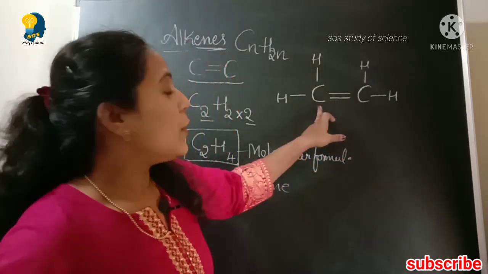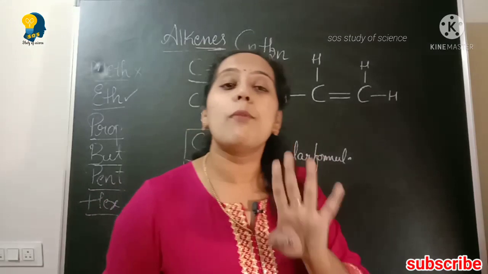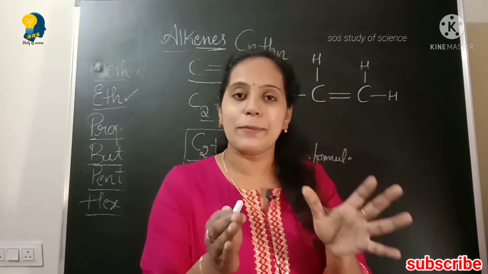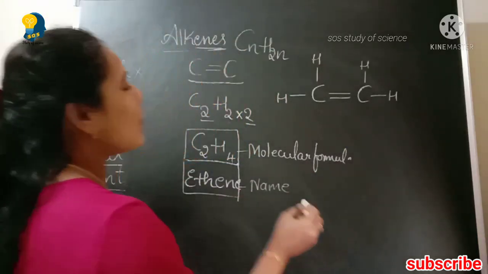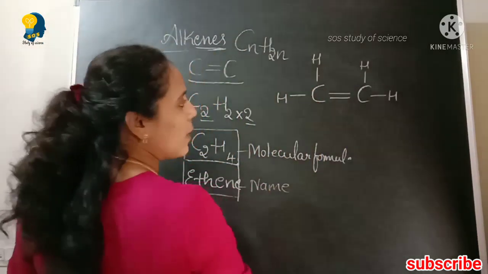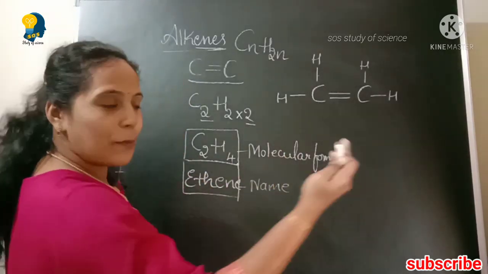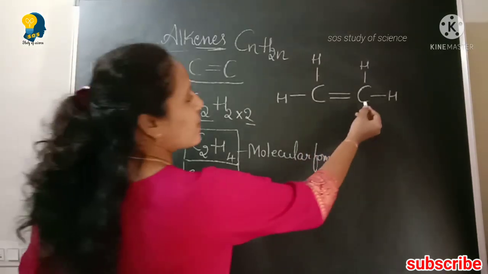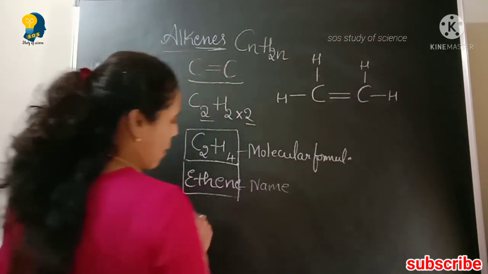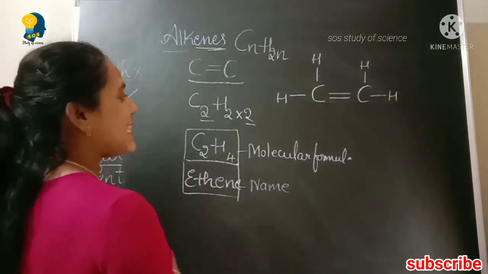So to make the carbon satisfied, a minimum of 4 bonds should be surrounding the carbon. 4 bonds is nothing but 8 electrons. Now you can see this carbon has 1, 2, 3, 4 bonds. That means 8 electrons are there. The carbon is satisfied. I'll show you by writing the electron dot structure. And this carbon also is sharing, right? So this also has 1, 2, 3, 4 bonds. This is how we write the structural formula for ethene.